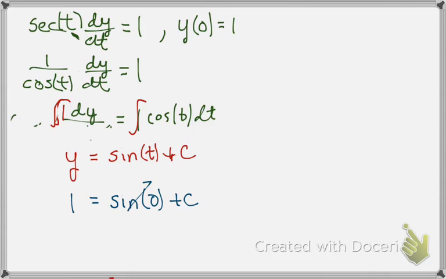Now sine of 0 happens to be 0, so this works out nicely, but had this been a cosine, we couldn't just plug 1 in for c. We get c equals 1. So our unique solution is y equals sine of t plus 1.